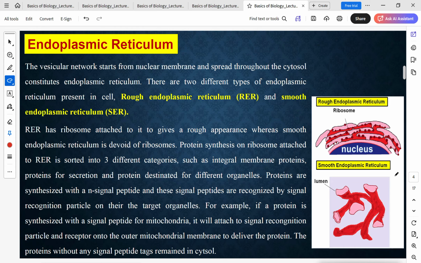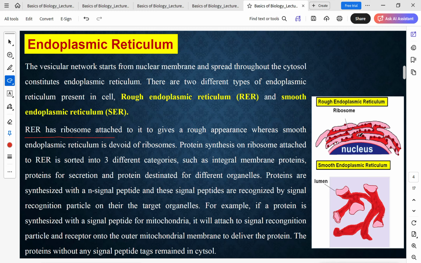There are three individual parties involved in this: endoplasmic reticulum, Golgi, and lysosome. Let's first see what happens in the endoplasmic reticulum. As you know, the endoplasmic reticulum can be smooth or rough. The rough endoplasmic reticulum has ribosomes attached to it, because of which it has a rough appearance, and here a lot of protein synthesis happens.